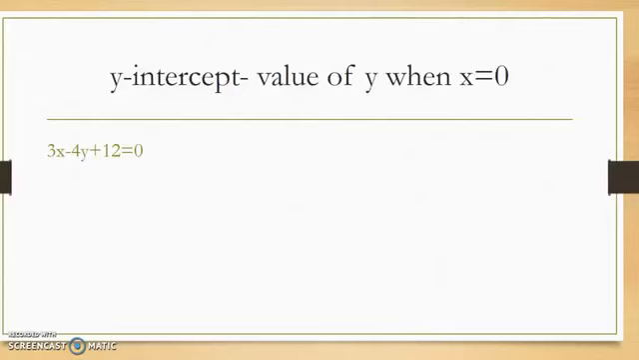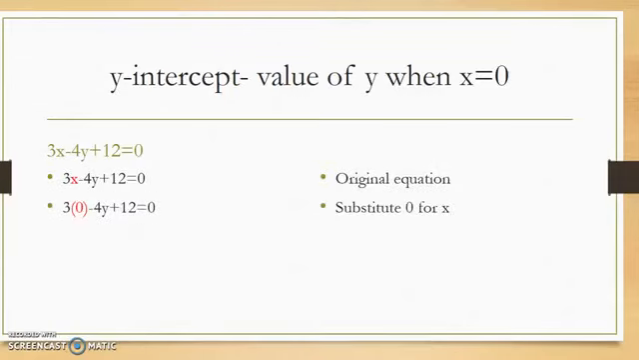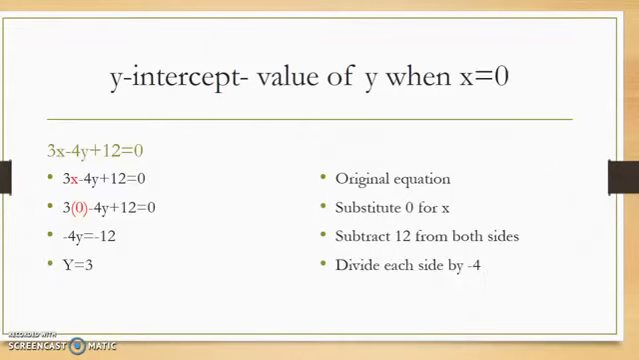The y-intercept is the value of y when x is 0. So that means we're going to plug in 0 for x and then solve from there. We subtract 12 over from both sides to get negative 4y equals negative 12, and then we're going to divide by negative 4 to get y equals 3. The graph crosses the y-axis at 0, 3. So the y-intercept is 0, 3.